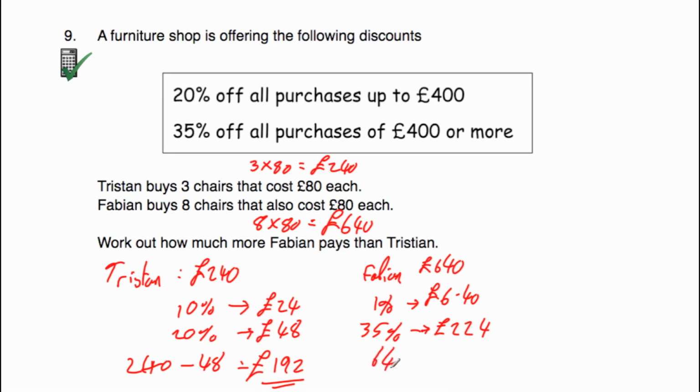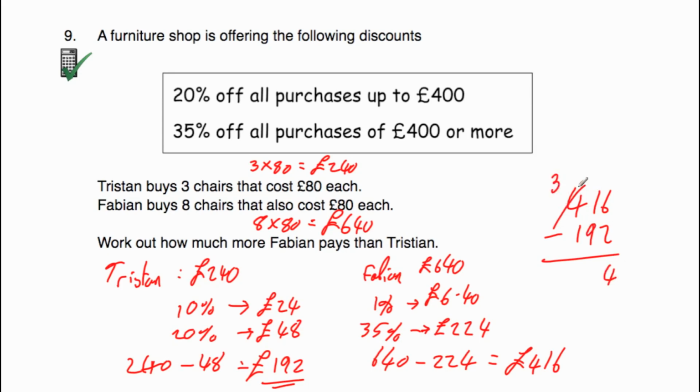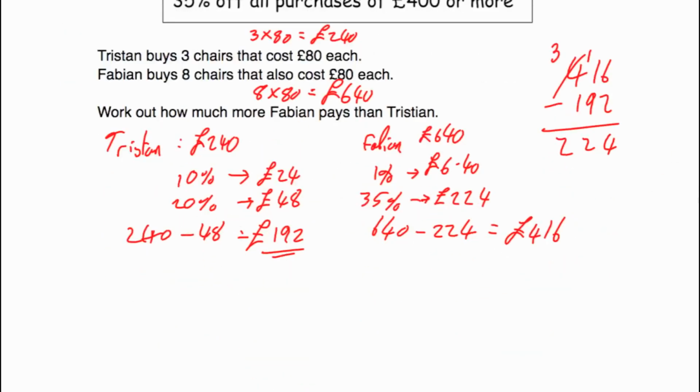So we're going to do 640 minus £224, and that's equal to £416. Now the question asks us, how much more money does Fabian pay than Tristan? So we're going to work out the difference between these. We're going to do 416 take away 192 and see what we get. 6 take away 2 is 4. 1 take away 9 we can't do, so we need to borrow, so it's a 3 and an 11. 11 take away 9 is 2, and 3 take away 1 is 2. So he pays £224 more than Tristan.